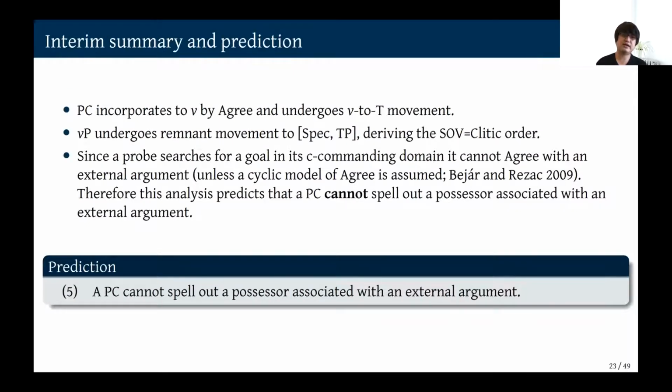So far, I showed that PC incorporates to small v by agree, and it undergoes small v-to-T movement. This is followed by a remnant movement of small vP to spec TP, and this derives the surface ordering. Since a probe searches for a goal in its c-commanding domain, it cannot agree with an external argument unless you assume a cyclic model of agree. Therefore, this analysis predicts that a PC cannot spell out a possessor associated with an external argument. My prediction is stated in 5.